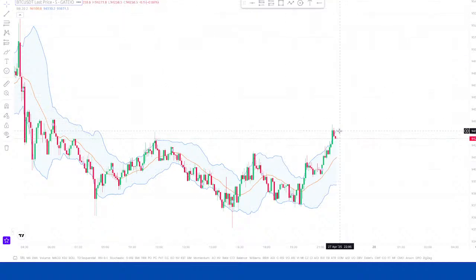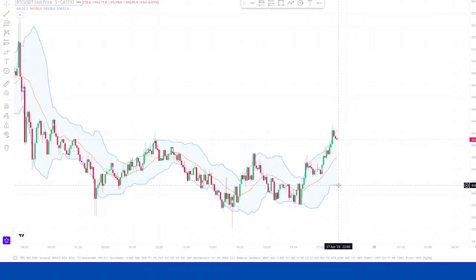Bollinger Band has three lines. We have the upper line, which you call the upper Bollinger Band, the middle Bollinger Band, and the lower Bollinger Band. Basically, this is what you are trading based on those hours.